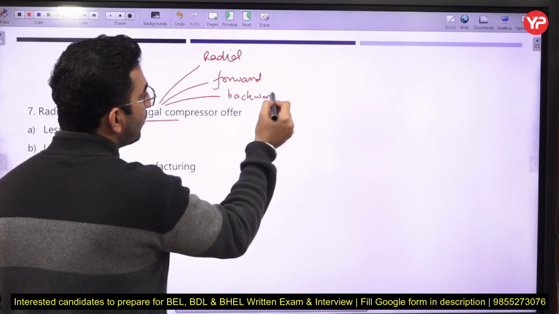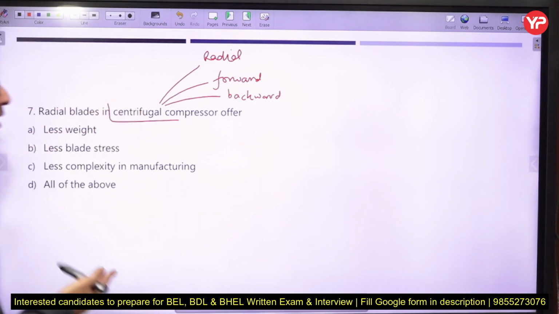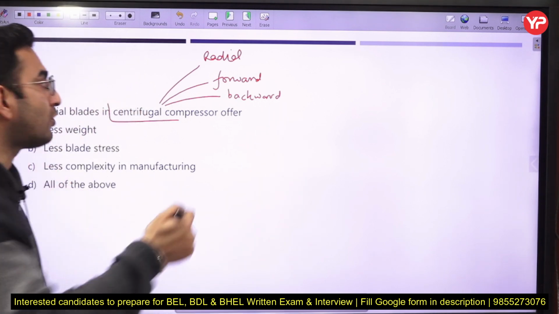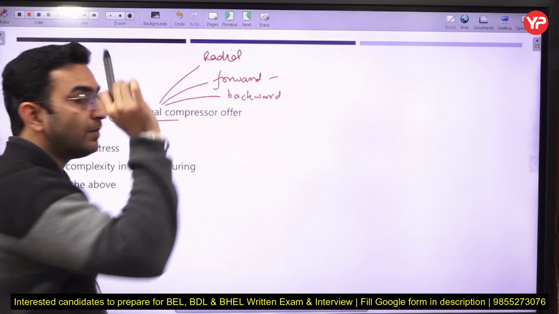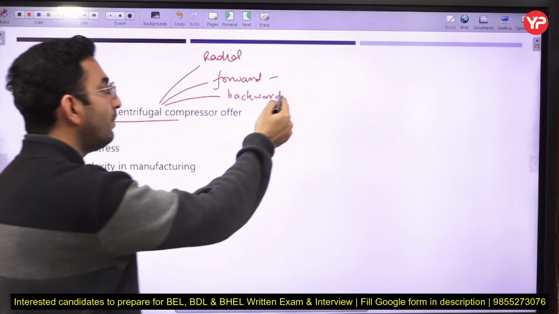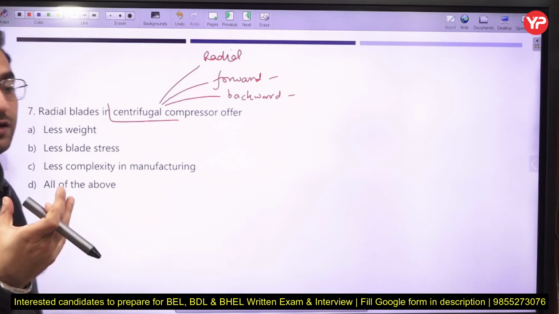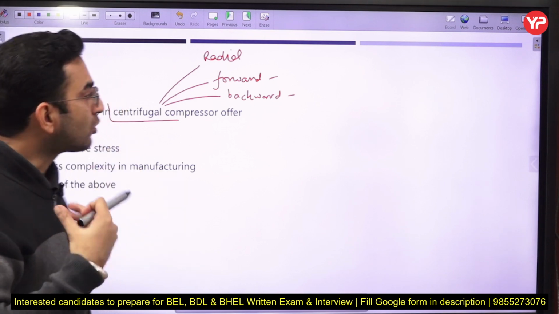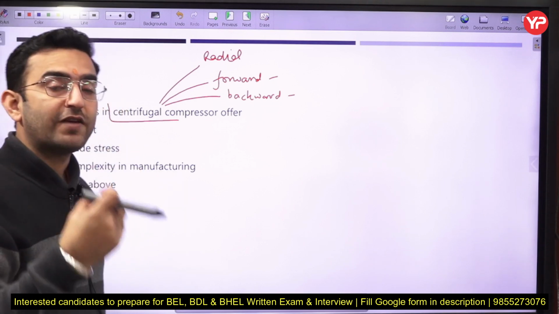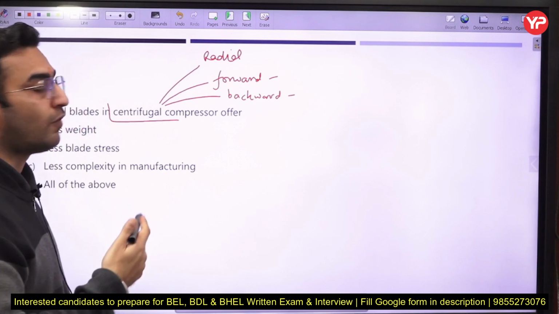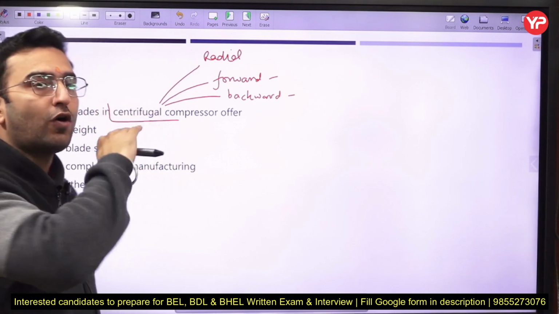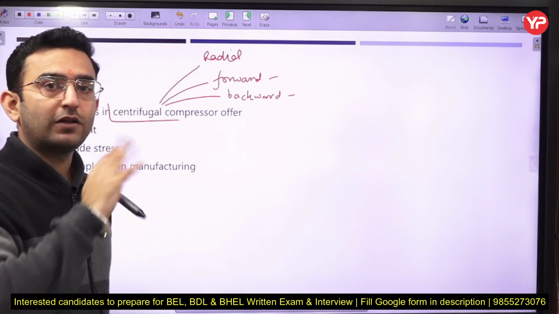Now if I talk about the highest pressure ratio generated by all of these blades, so highest pressure ratio is always generated by the forward blade, and the minimum pressure ratio is always generated by the backward blade here. Okay, and the corresponding efficiency, or I can say the power requirement, so backward blades require very less amount of power as compared to the forward blade, and the radial blade properties are always lying in between the backward and the forward blade here.